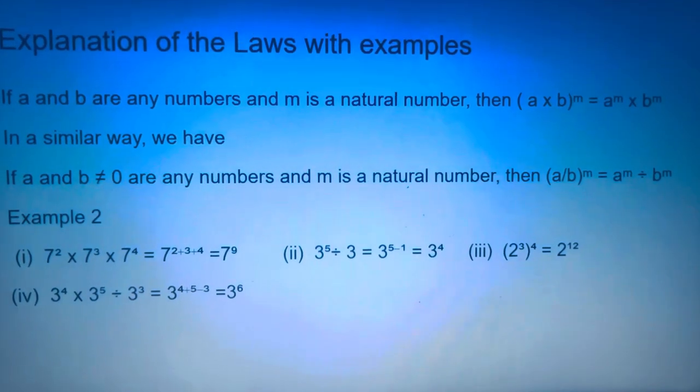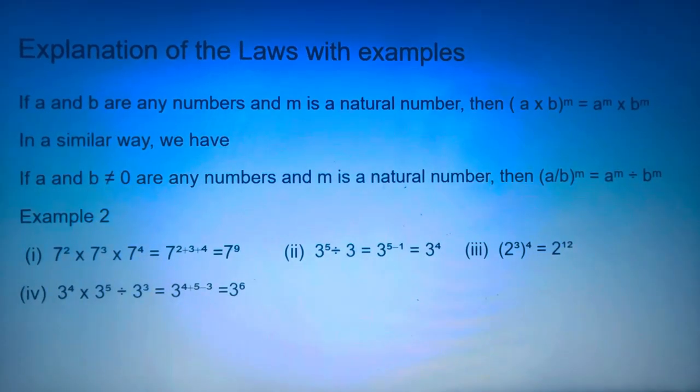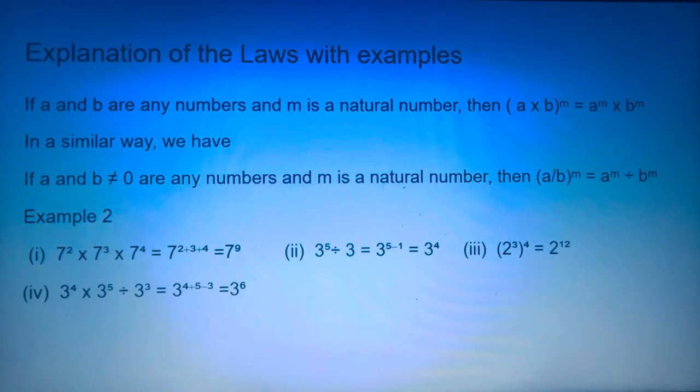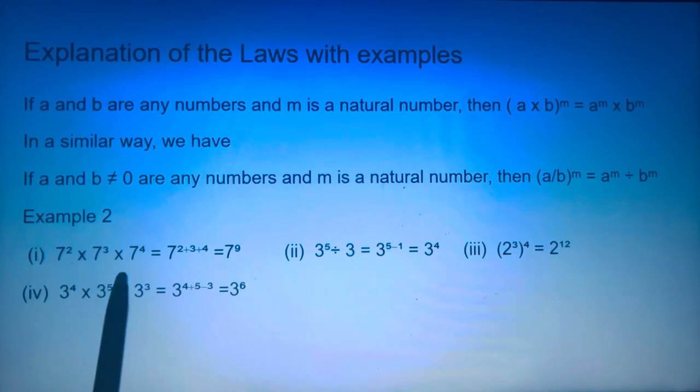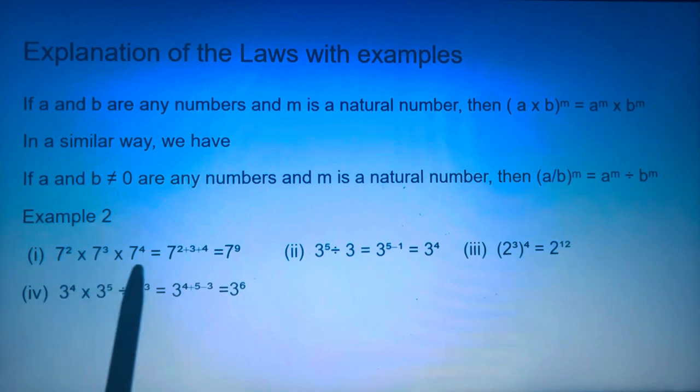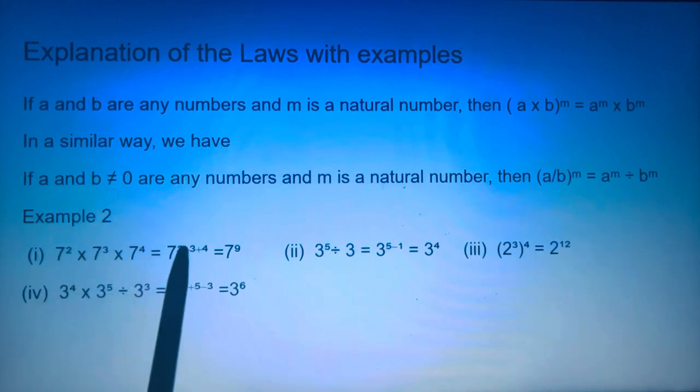Now the explanation of the laws with examples. As we have seen the three laws, law 1 here, law 2 here. Based on these laws, if you see example 2, there are 4 parts. 7 to the power 2 times 7 to the power 3 times 7 to the power 4. All the bases are the same, so you add up the powers. So 7 to the power 9.